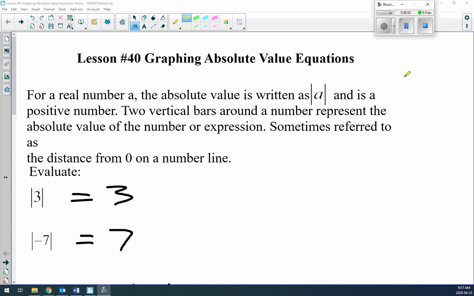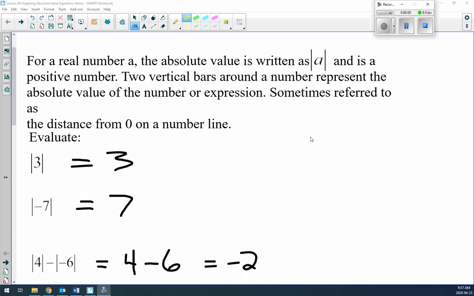Okay, so this is grade 11 pre-calc, lesson 40, graphing absolute value equations. So what you've got to remember is what absolute value is. Absolute value is written with two vertical bars around a number, and all it represents is the distance from zero.